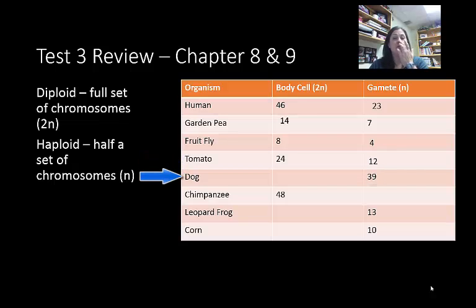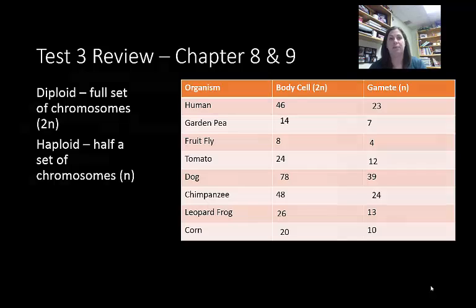In a dog, the haploid is 39, so the diploid, you would have to do 39 times 2, which would be 78. In a chimpanzee, the diploid is 48, which means the gametes, or the haploid, would be 24. In a leopard frog, we see that the gamete is 13, which means the body cell would be 26. And in corn, the gamete, or the haploid, is 10, so the diploid would be 20. Okay, so make sure that if I give you an example, you should be able to either divide by 2 if you need the haploid number, or multiply by 2 if you need the diploid number. So this is just giving you an idea of how to calculate that.